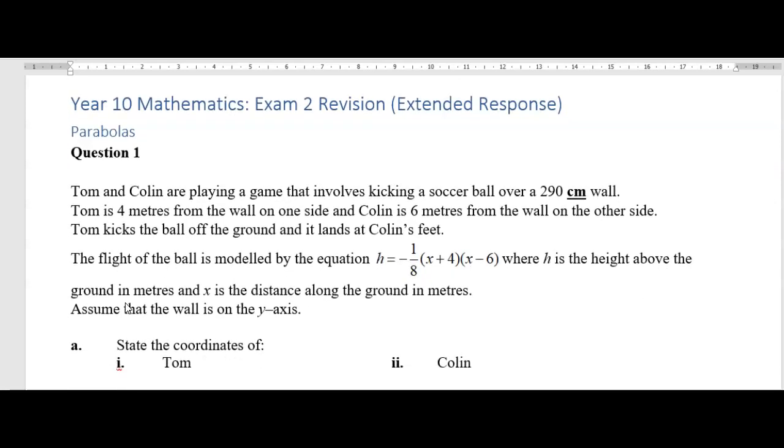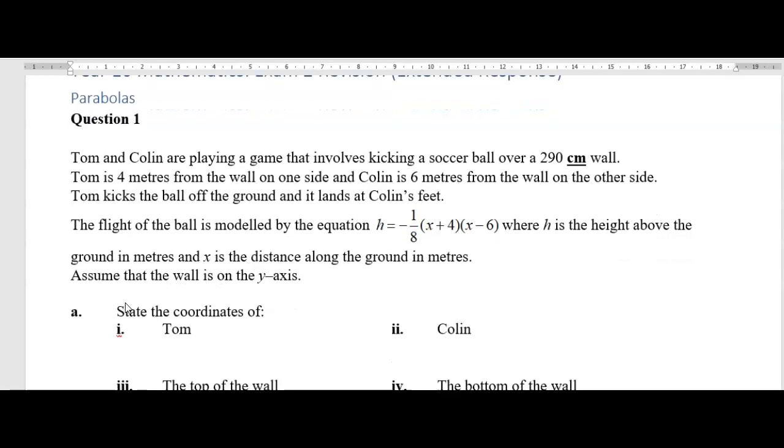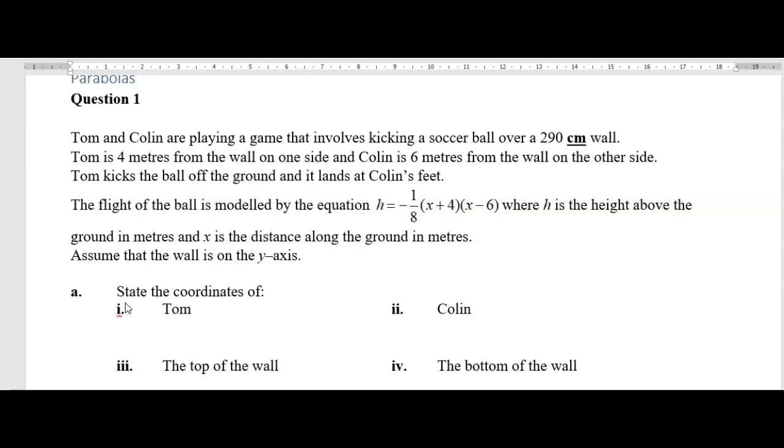Okay, question 1. Tom and Colin are playing a game that involves kicking a soccer ball over a 290 centimetre wall. Tom is 4 metres from the wall on one side, Colin is 6 metres on the other side. Tom kicks the ball off the ground and it lands at Colin's feet. The flight of the ball is modelled by the equation h equals blah, blah, blah, where h is the height above the ground in metres and x is the distance along the ground in metres. Assume that the wall is on the y-axis. Okay, so lots of information there.